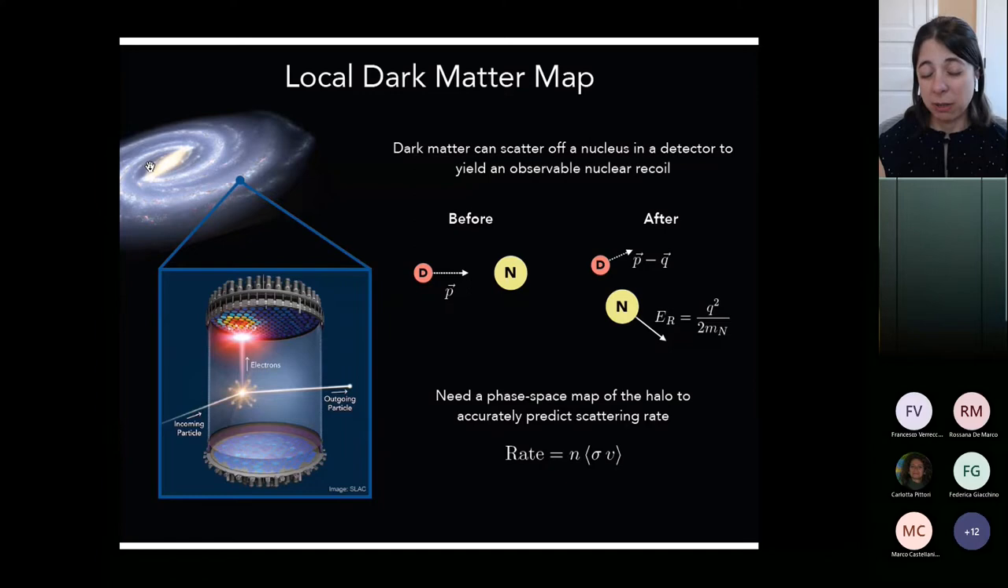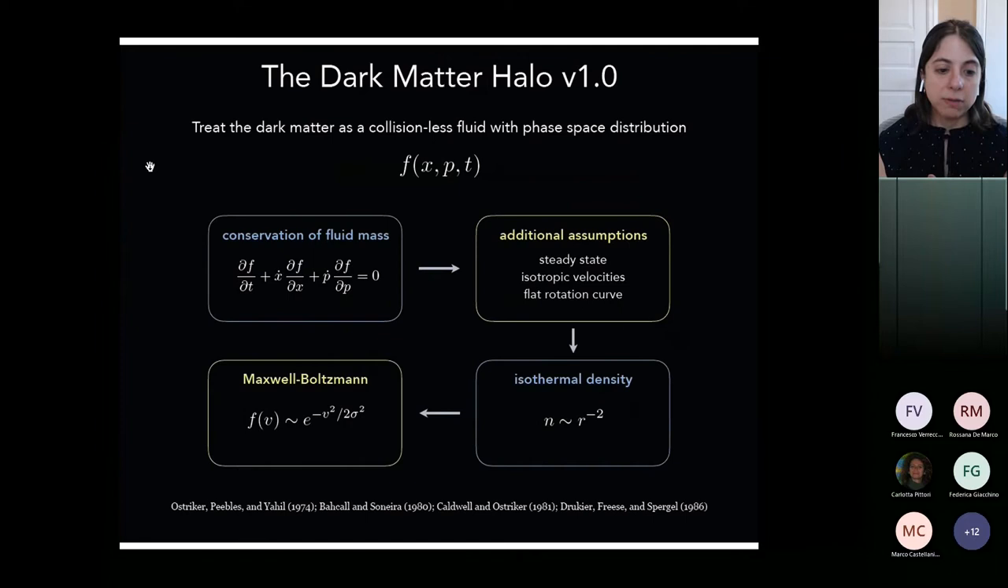Next slide. One of the first papers on this, by Drukier, Freese, and Spergel, recognized that interpreting the results from these experiments would rely on knowing information about the dark matter halo. So they had to posit a model that could be used by experimentalists in interpreting their results. The model posited at that time was very simple and is outlined on this slide. It treats the dark matter as a collisionless fluid, and you assume that the fluid mass is conserved. You also assume that the dark matter is in steady state, that its velocities are isotropic, and that you end up getting a flat rotation curve.